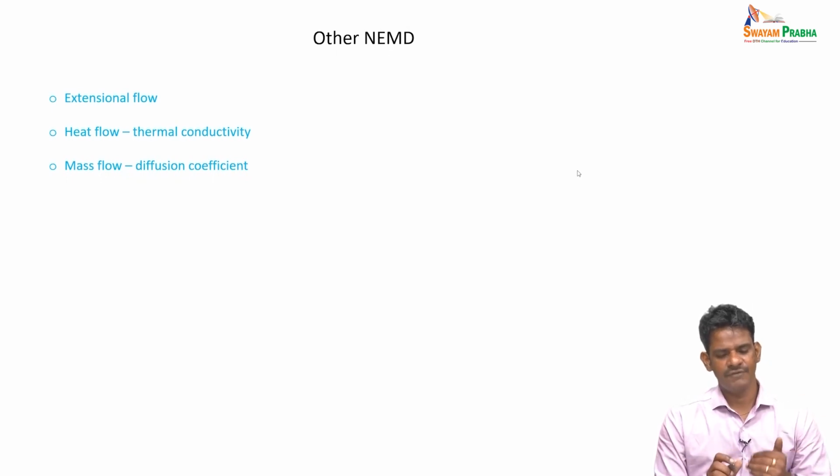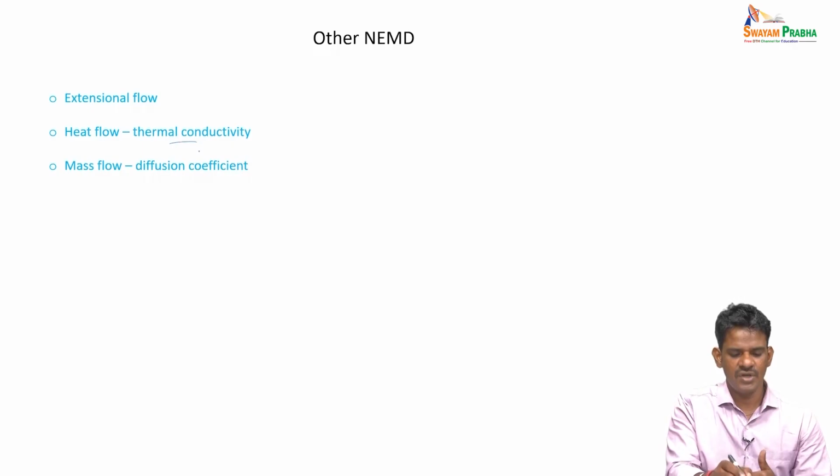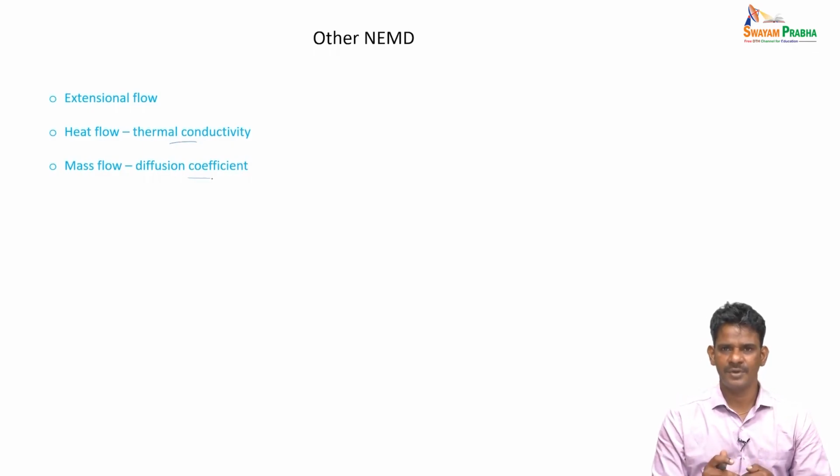In that sense, if you want to look at thermal conductivity or diffusion coefficients, one can set up non-equilibrium MD simulations for an imposed temperature gradient or an imposed concentration gradient, and then look at the response, and from that response one can calculate thermal conductivity and diffusion coefficients. For now, we have looked at only planar shear flow in detail, but a similar approach is possible for other non-equilibrium MD simulations, including extensional flow, heat flow, mass flow, etc.